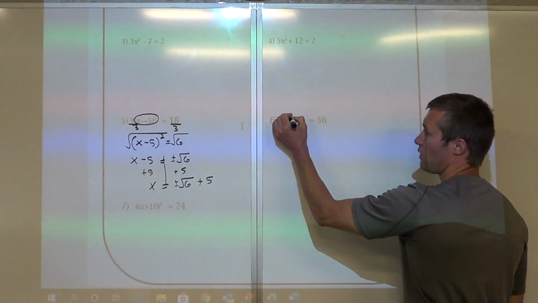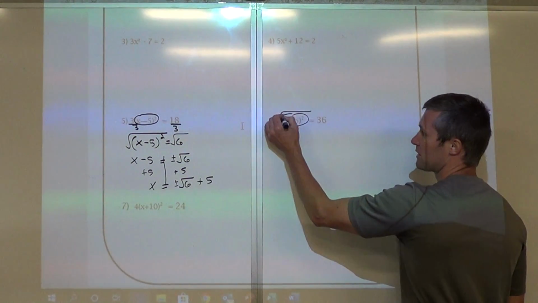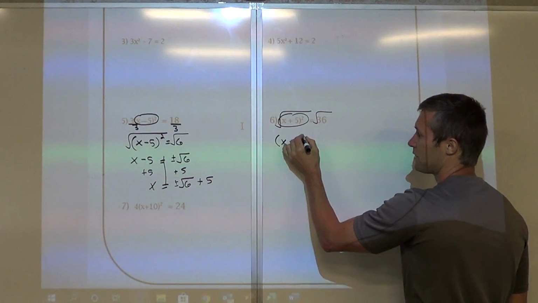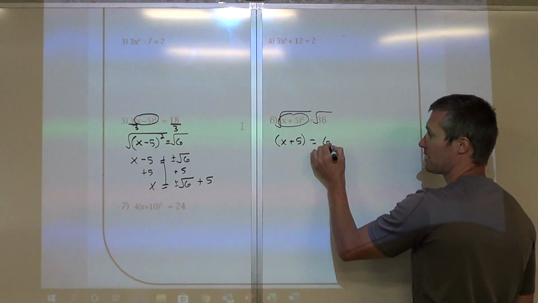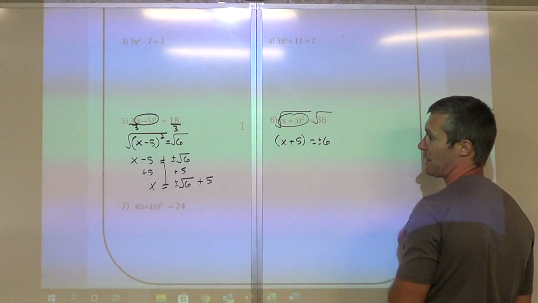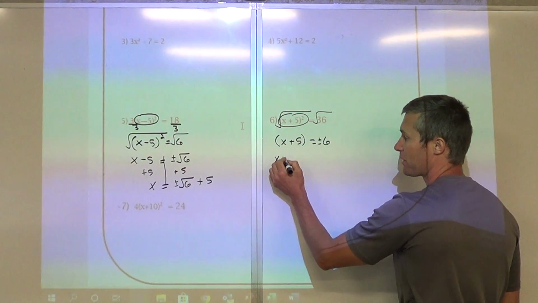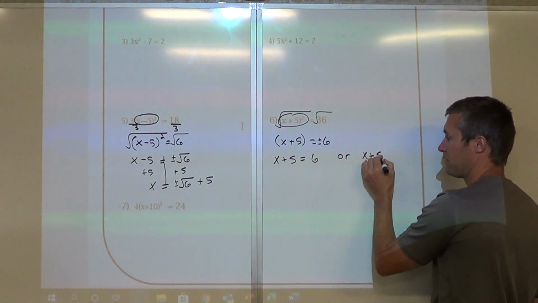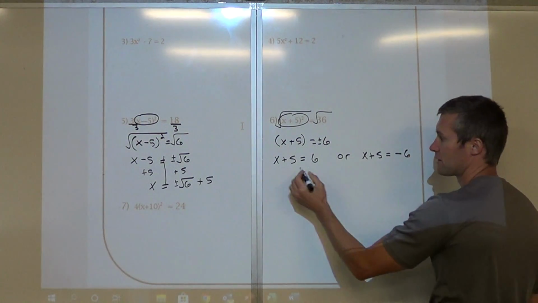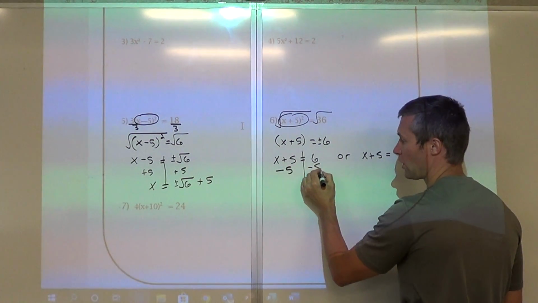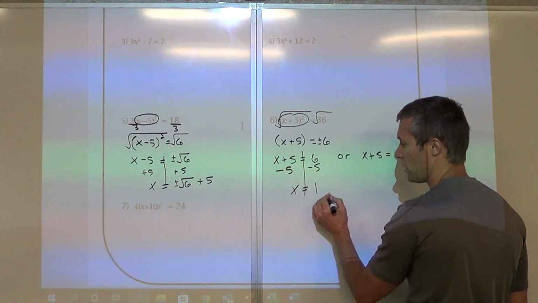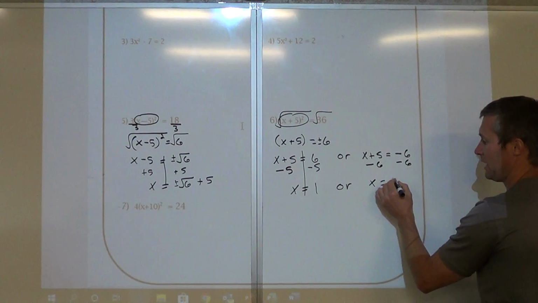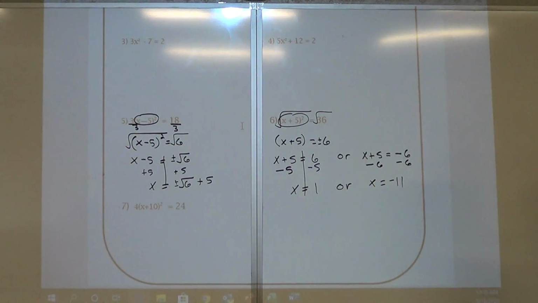We come here, this is all isolated, that's by itself, so now we're going to take the square root. The square root of 36, so that would be x plus 5 equals the square root of 36 is 6. So we'd say plus or minus 6. So we'd say x plus 5 could equal 6, or x plus 5 would equal negative 6. So when you go ahead and solve, you get x is equal to 1, or we subtract 6, x equals negative 11. So your answers.